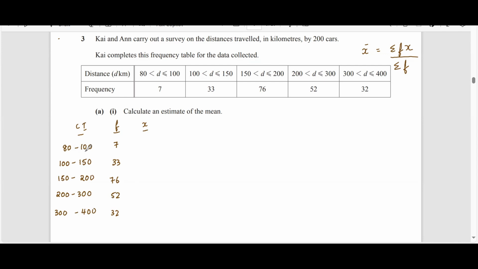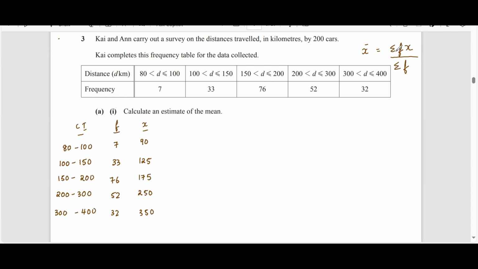We need to find out the midpoint first, the midpoint of the class intervals. For 80 and 100, the midpoint will be 90. We know the formula for the midpoint is upper limit plus lower limit divided by 2. So in this case, 80 plus 100 divided by 2, 90. But in all these class intervals, it's easy to find the midpoint just by looking at the intervals. 100 to 150, I know it is 125. 150 to 200, it is 175. 200 to 300, it is 250. And 300 to 400, it is 350.